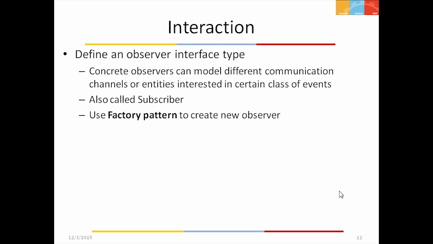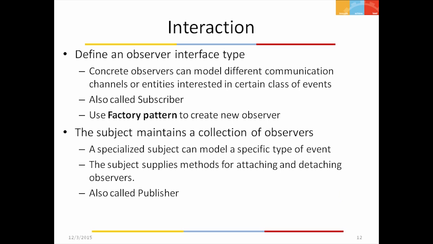Let's look at the interaction. First, define an observer interface type. Typically, concrete observers can model different types of communication mechanism or communication channels, or they can even filter out different events. Not all subscribers are interested in all events, so such kind of filtering is there at the observer level. And typically factory patterns are used to create a new observer.